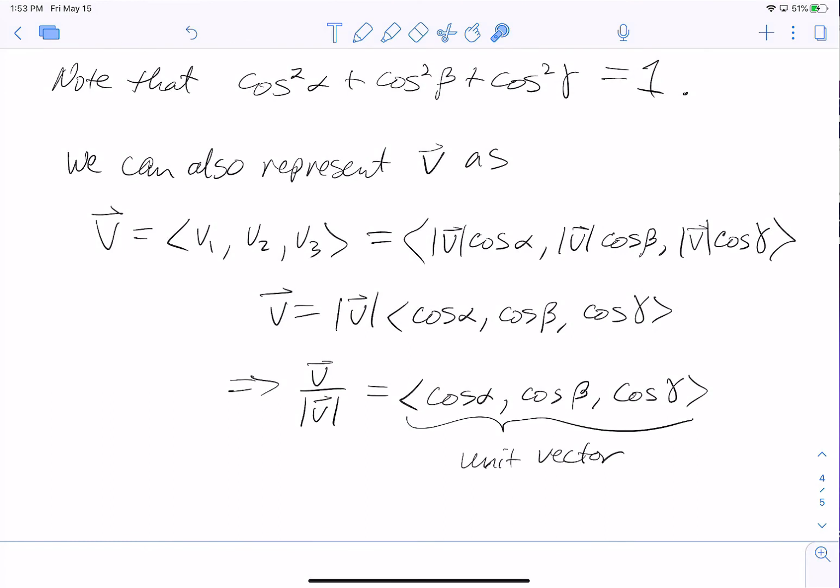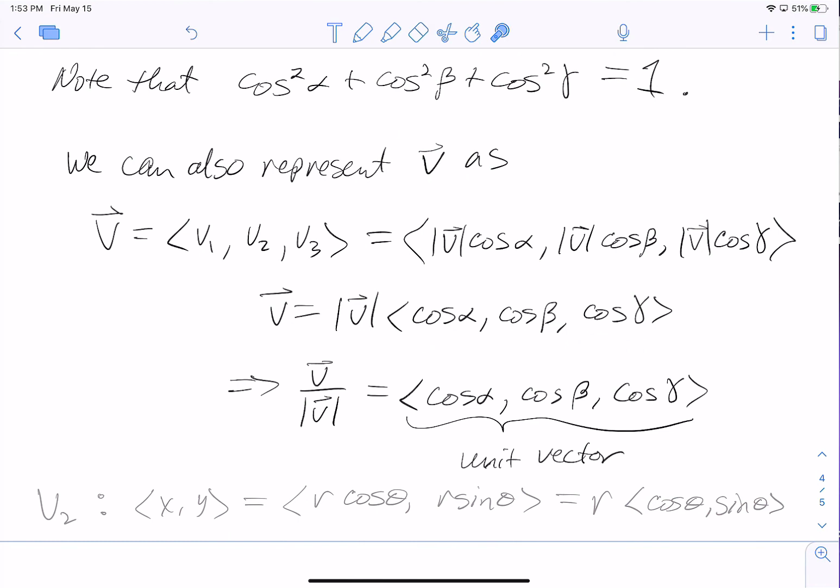Expressing the vector v as the magnitude of v times the vector with the direction cosines is analogous to what we might say in R2, where if we have a vector x, y, we can express it as r times the cosine of theta, r times the sine of theta, or r times the vector cosine of theta, sine of theta. That vector, cosine of theta, sine of theta, is a unit vector. You can quickly confirm that.